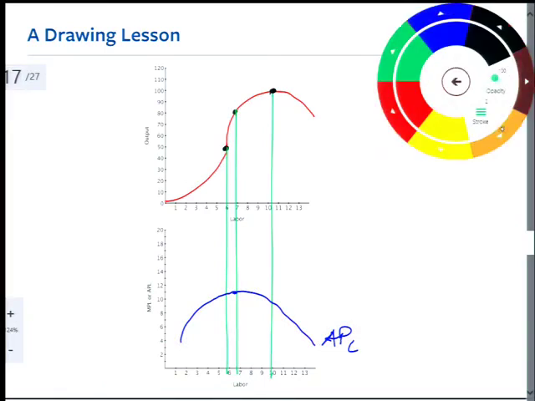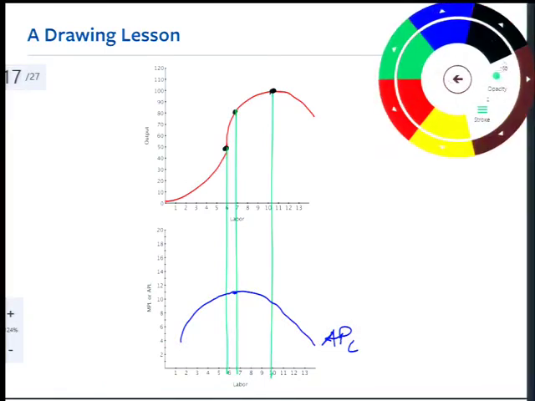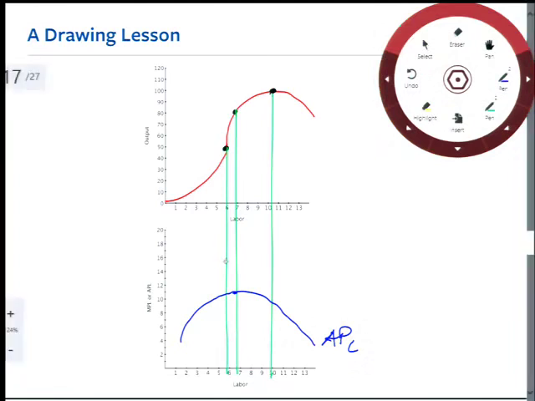The second point that matters is this one right here. That's where marginal product of labor goes from being increasing to decreasing. Then it cuts through this point right here and goes negative at this point right here.